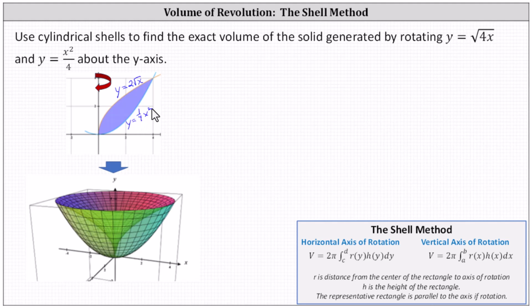Whenever we're using the cylindrical shell method to find the volume of revolution, we want to sketch a representative rectangle that's parallel to the axis of rotation. Because we're rotating about the y-axis, we'll sketch a representative rectangle, let's say here. And now if we rotate this solid about the y-axis, we generate the solid shown below. To see this in more detail, let's take a look at an animation.